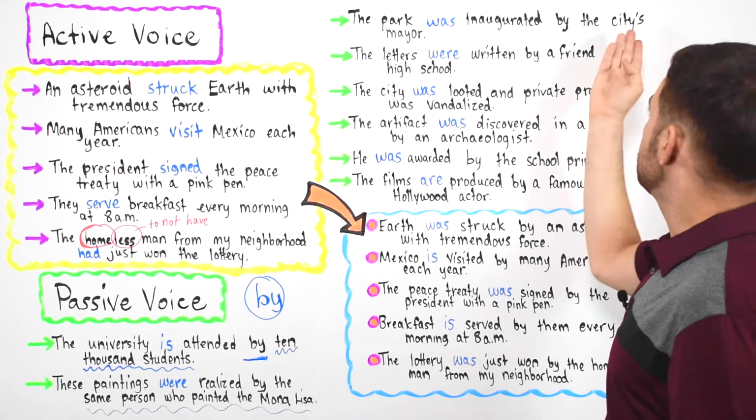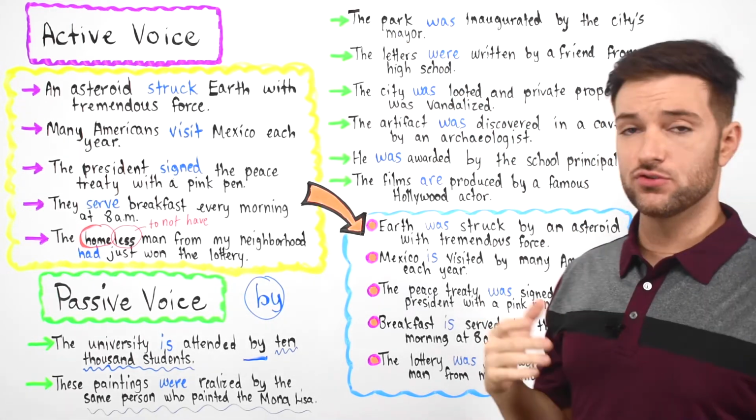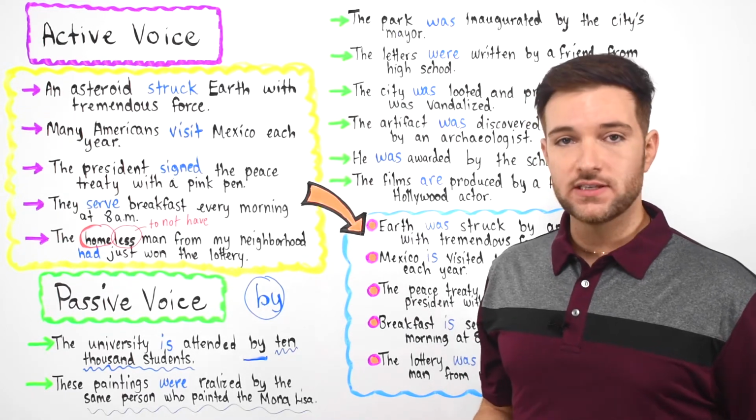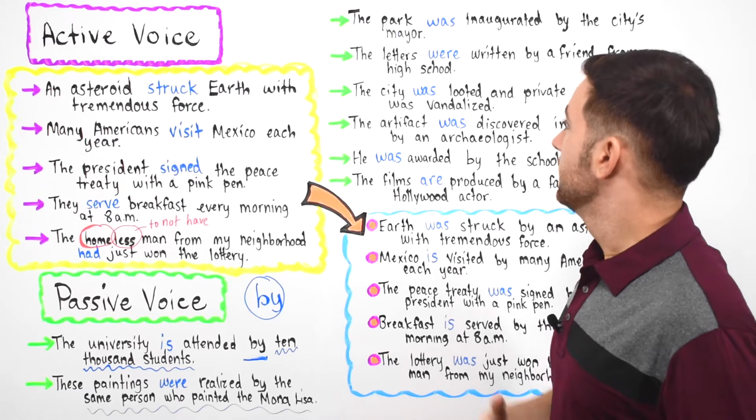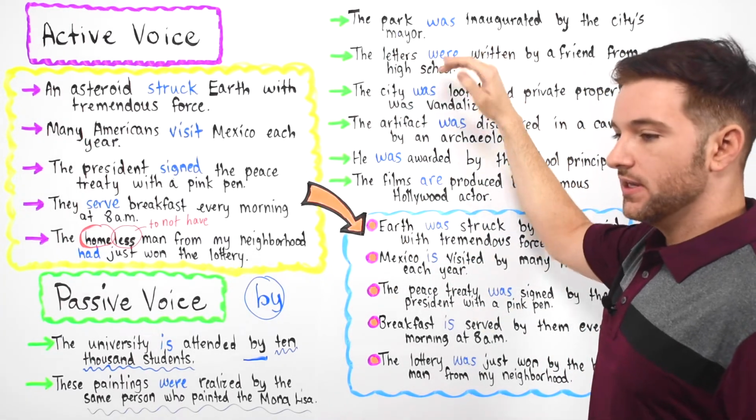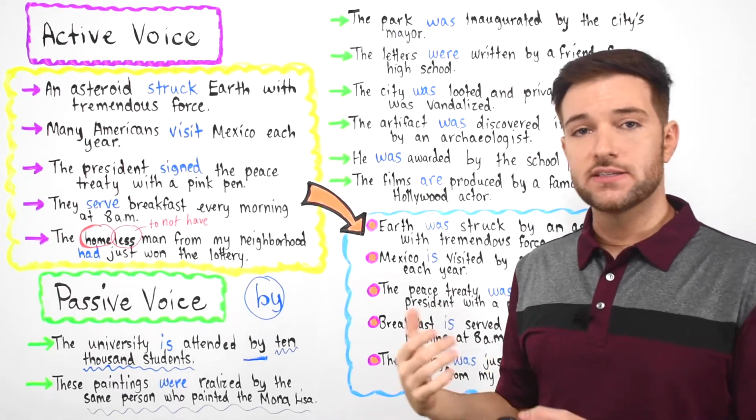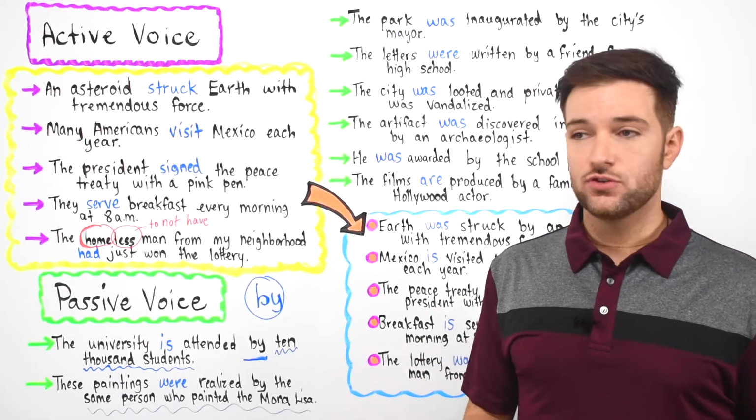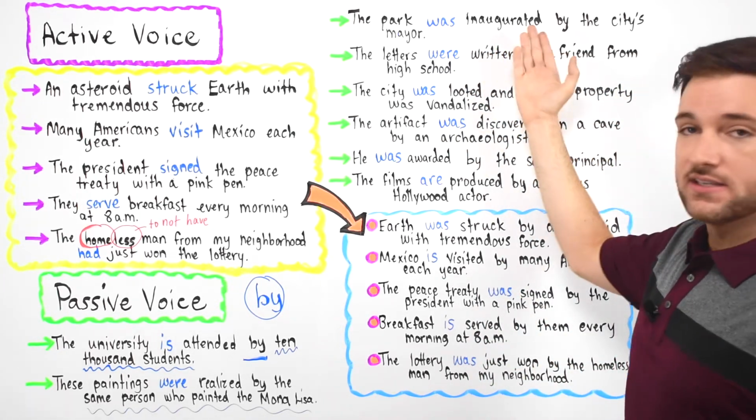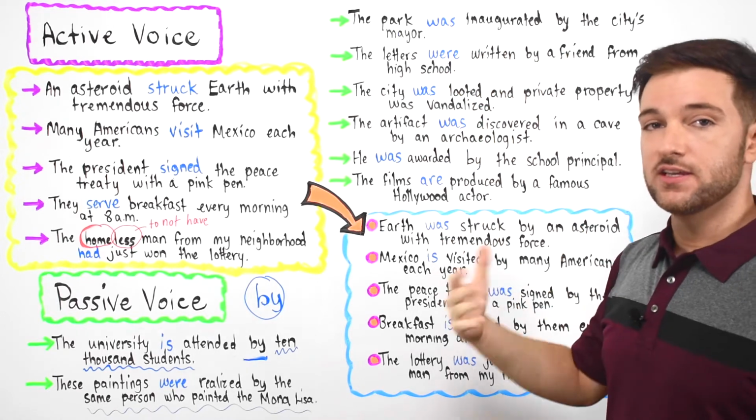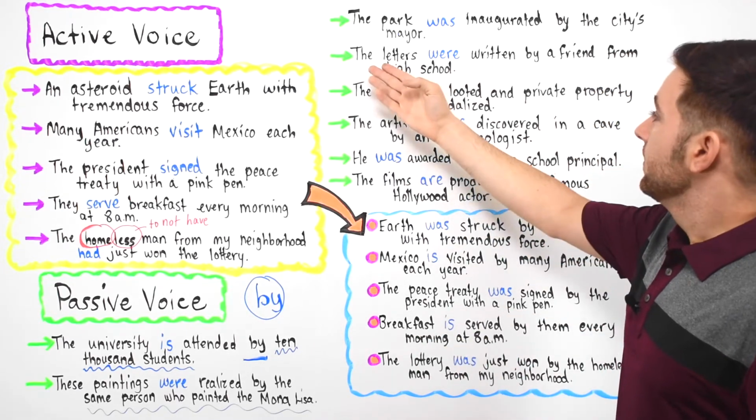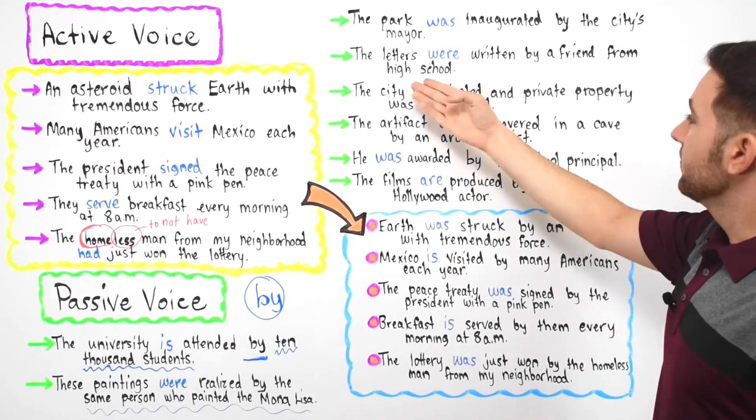Let's continue. The park was inaugurated by the city's mayor. The mayor of a city is somebody who manages a city, who supervises the city, who makes the city a good place to live in, a healthy place to live in, a respectable place to live in. That is the mayor. He is in charge. Inaugurated means, in some cases, to be established, to be introduced to the public. Usually with something that is inaugurated, we have a celebration, on the first day of being open, for example, if a business opens or if a university opens. Next, the letters were written by a friend from high school.